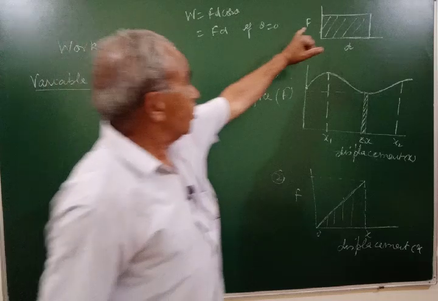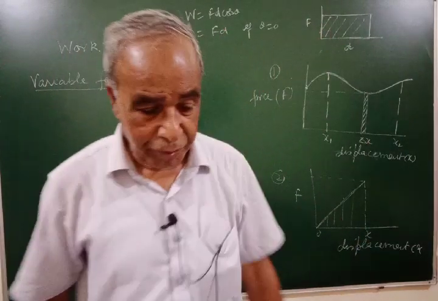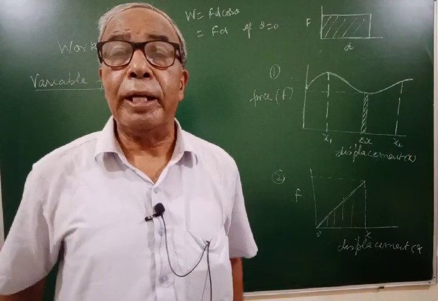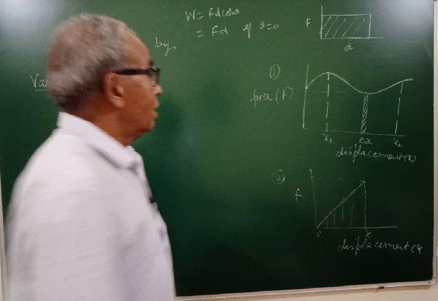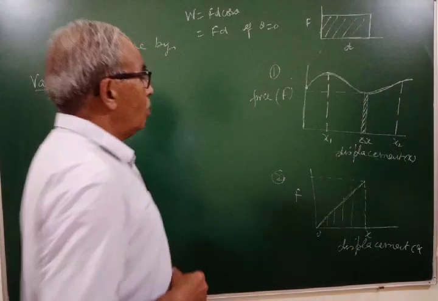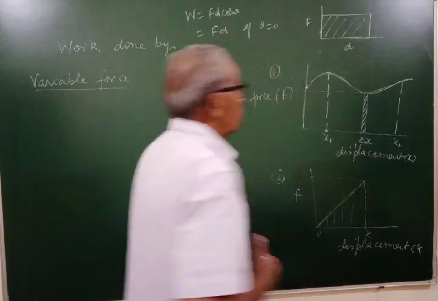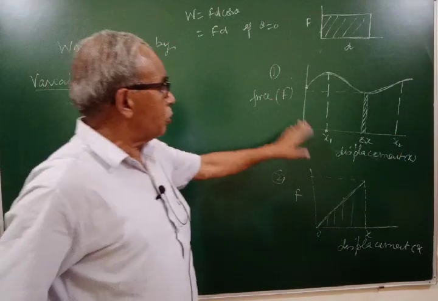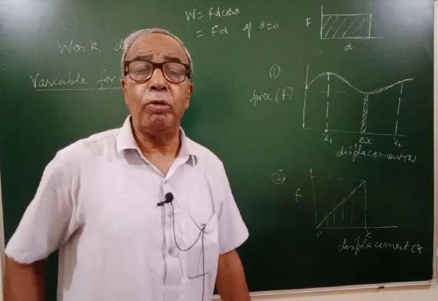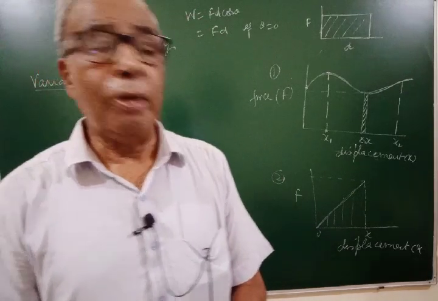But here force was constant, so simply we have to determine the area of a rectangle. But think, if force is variable, point to point force varies, increases, decreases, and so on, and you want to find the work done in displacing the body from x1 to x2. So we have plotted the graph of force and displacement. My problem here is to explain how to calculate the work done against variable force.